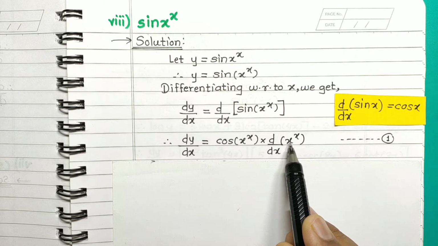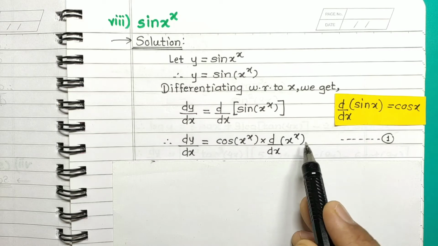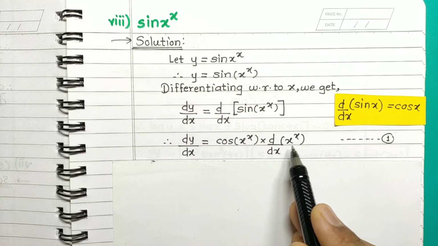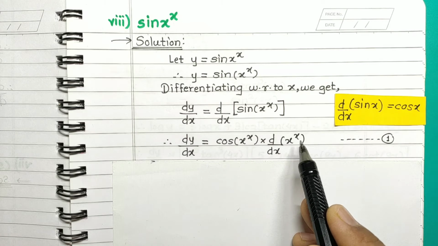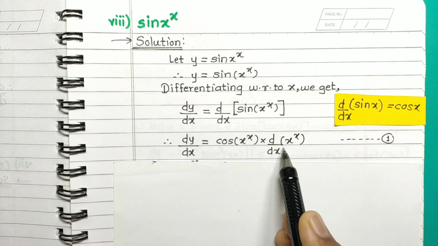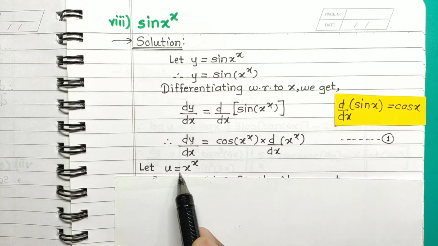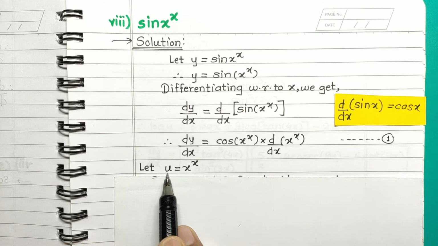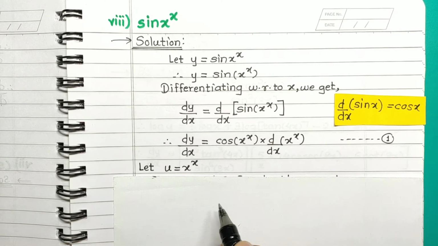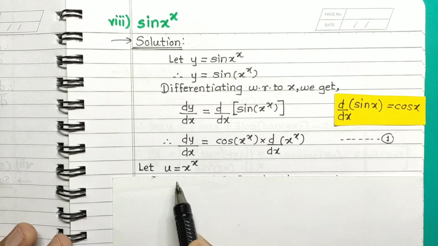What is the derivative of the function x raised to x? So here you note carefully that it is a function raised to function type, and for evaluating its derivative we have to use the logarithmic differentiation method. So you note this carefully here. For evaluating this derivative we have to consider this function with some letter. So let u is equal to x raised to x, and let's find its derivative using logarithmic differentiation.